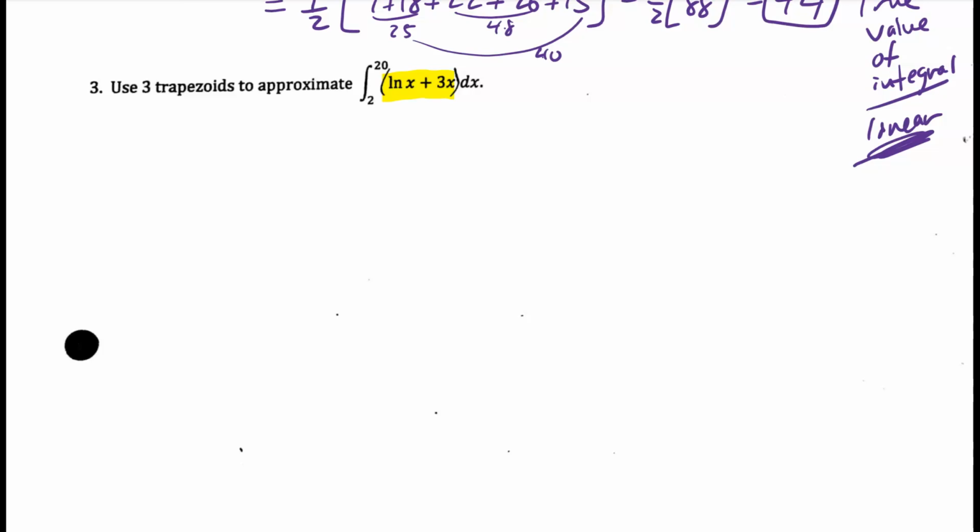So we've got number 3 here. It's a little bit fancier integrand. It's got a natural log of x plus 3x. But they did tell us 3 trapezoids, and we would always assume, if they don't say it, but they tell you how many trapezoids, how many rectangles, that it's implied, I should say, that it's equal subintervals.